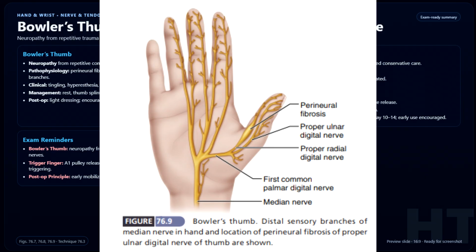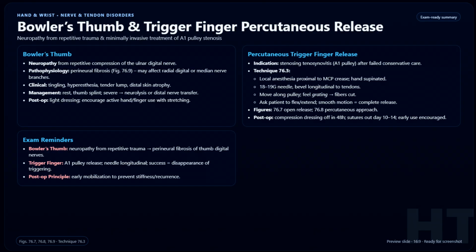Clinical presentation. Patients typically complain of tingling and hyperesthesia around the pulp of the thumb, and a palpable lump that is tender and painful to touch. In advanced cases, there is atrophy of the distal skin due to chronic nerve compression. These patients may have significant impairment in daily life, especially if they continue bowling.